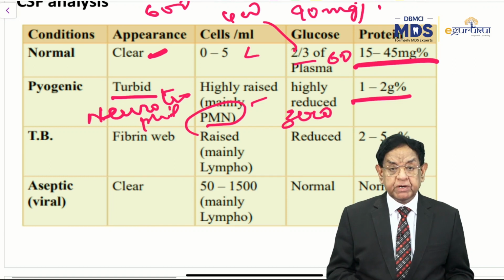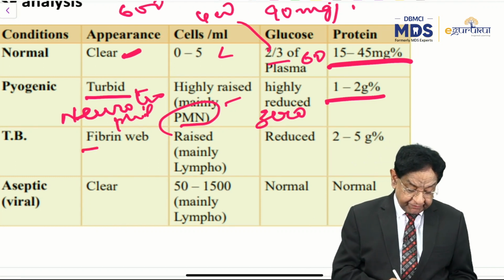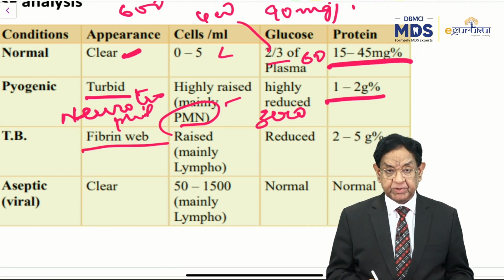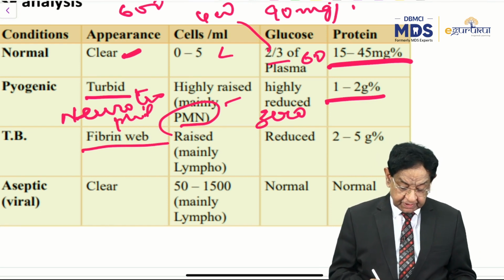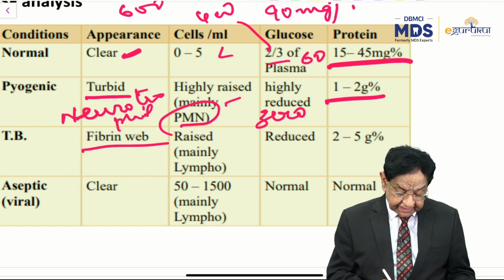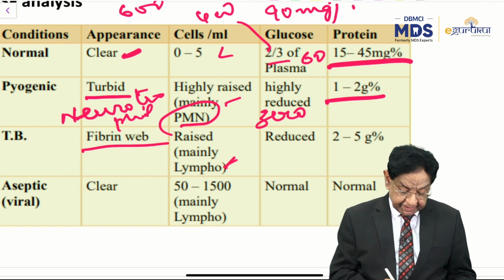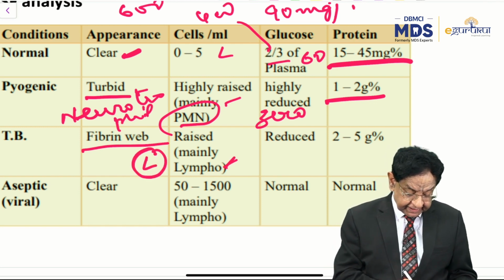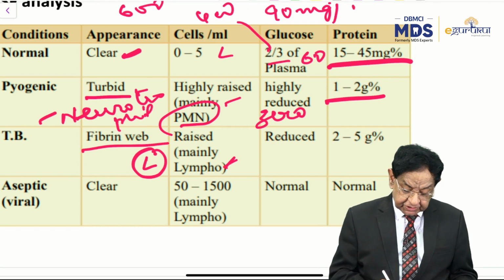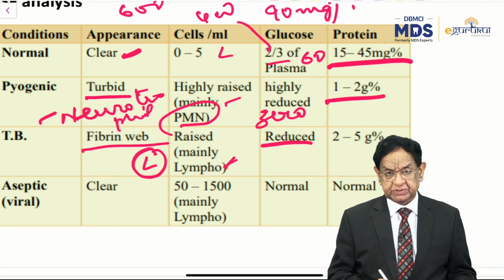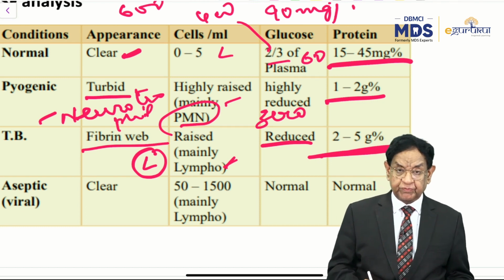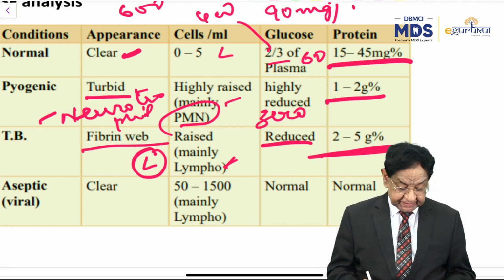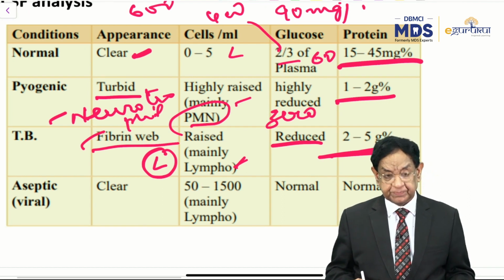But when we talk about tubercular meningitis, it is like a fibrin web because protein gets coagulated. Cells are increased, but they are mainly lymphocytes, L for lymphocyte. Here they were neutrophils. Sugar is slightly reduced, but protein is highly raised, maybe up to 2 to 5 gram. And that's why it makes a fibrin web also.